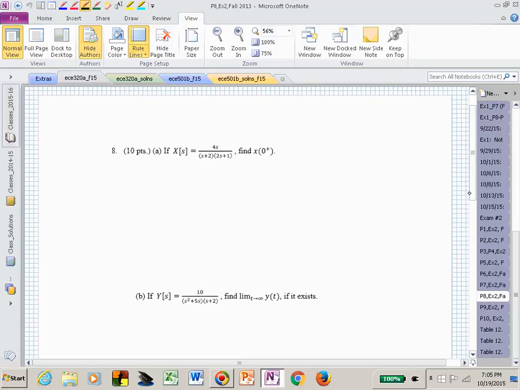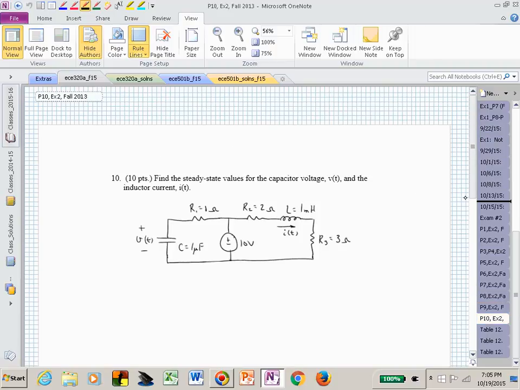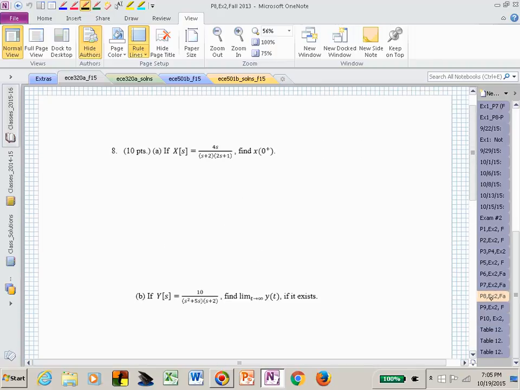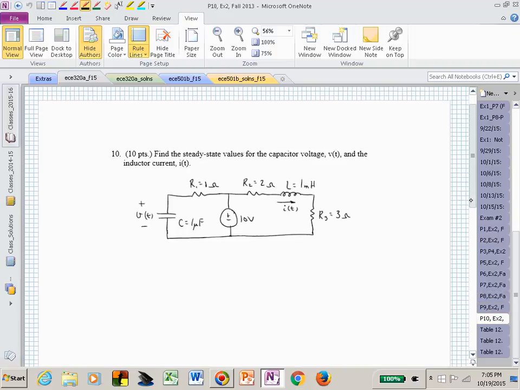Initial value theorem? I don't know, can we? Number 8. Number 10. What is number 10?